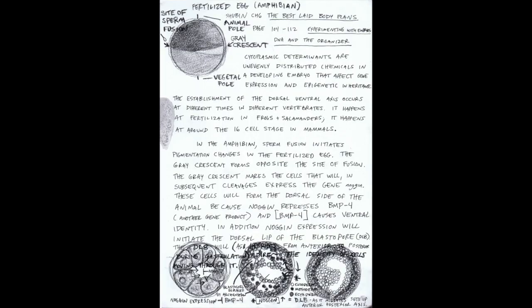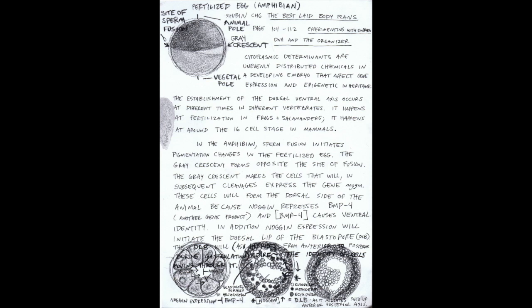Cytoplasmic determinants are unevenly distributed chemicals in a developing embryo that affect gene expression and epigenetic inheritance. The establishment of the dorsal ventral axis occurs at different times in different vertebrates. It happens at fertilization in frogs and salamanders. It happens at around the 16-cell stage in mammals.